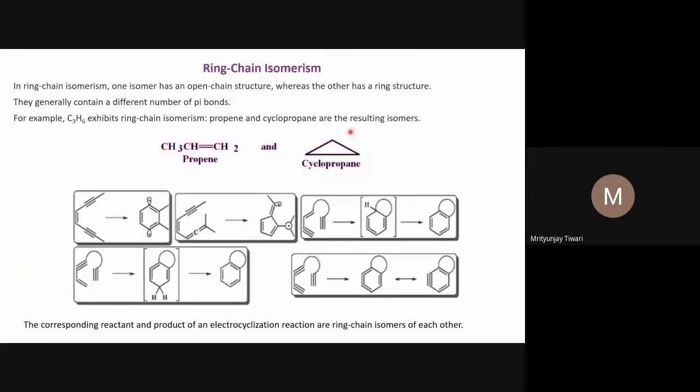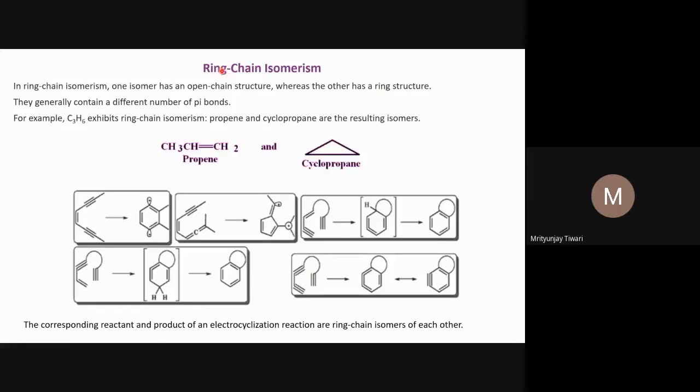Now let's see the ring chain isomerism. The ring chain isomerism, some people also consider it as a structural isomerism. So in the ring chain isomerism, one isomer has an open chain structure, whereas the other one has a ring structure.